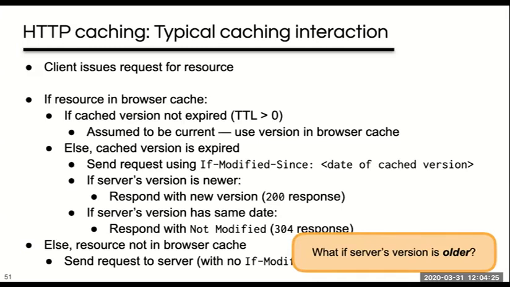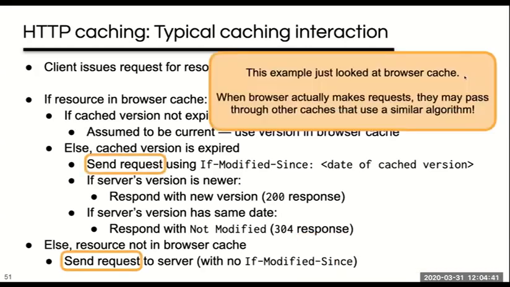In practice, I think the usual is actually that the server just sends its current version in this case too. So really it's just comparing if the server's version is the same as the client's version, otherwise it sends its current version. All right, again, this example was just looking at the browser cache. In the cases where the browser actually sends a request, it may then pass through other caches that have a similar algorithm.